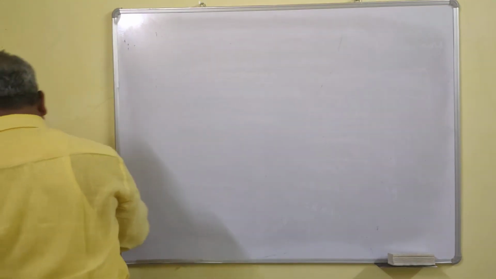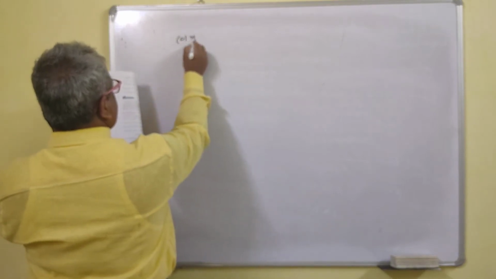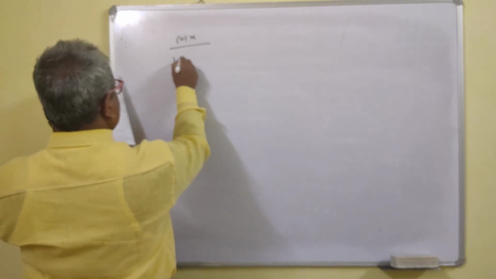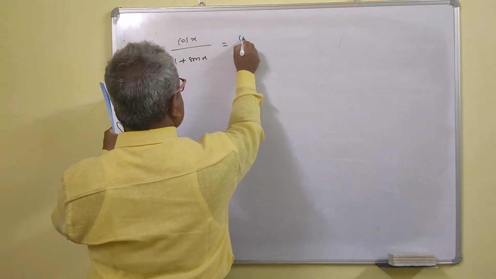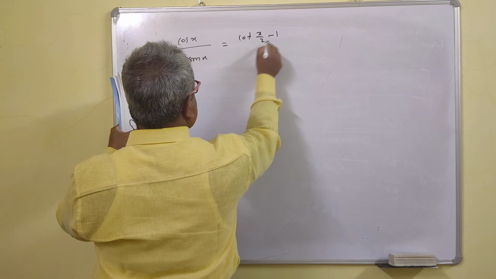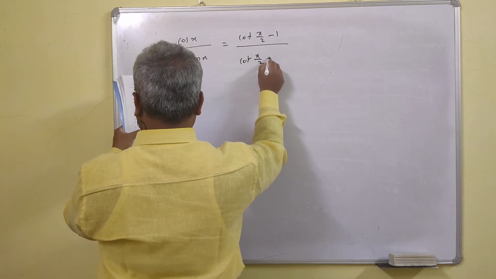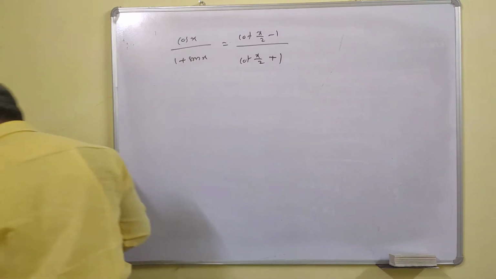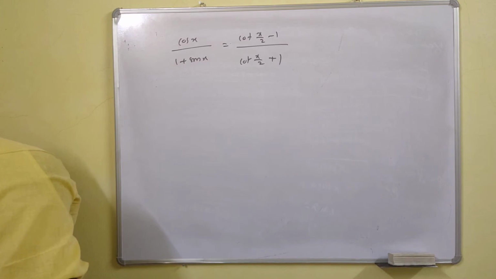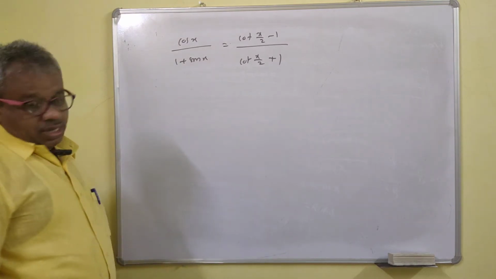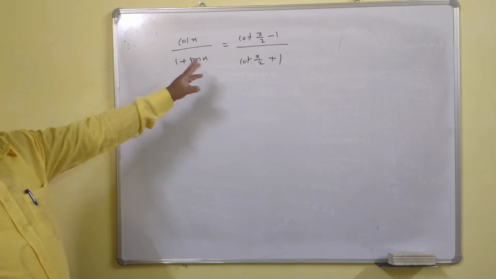Next, show that cos x upon 1 plus sin x is equal to cot x by 2 minus 1 upon cot x by 2 plus 1. Okay. So half angle is there. Here what? The full angle is there and there half angle is there.